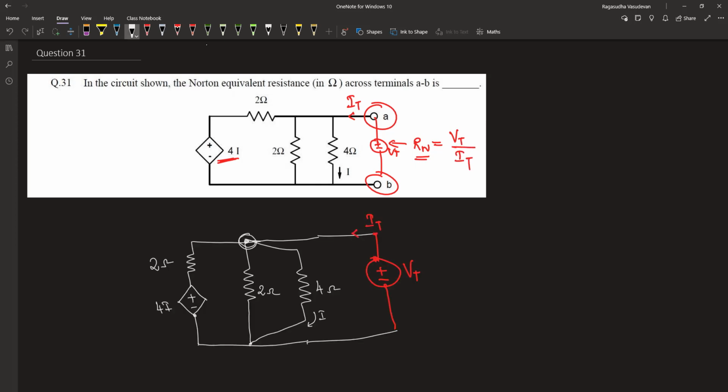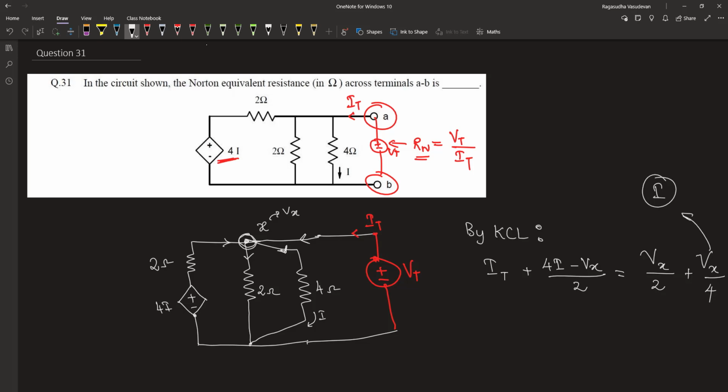Let us label this node X, and the voltage at X is equal to Vx. By Kirchhoff's current law, all the incoming currents are equal to the outgoing currents. Here we have two incoming currents, one from this branch and the other from this branch. There are two outgoing currents through this path. According to Kirchhoff's current law, It plus 4I minus Vx divided by 2 is equal to Vx divided by 2 plus Vx divided by 4, where I is equal to Vx divided by 4.